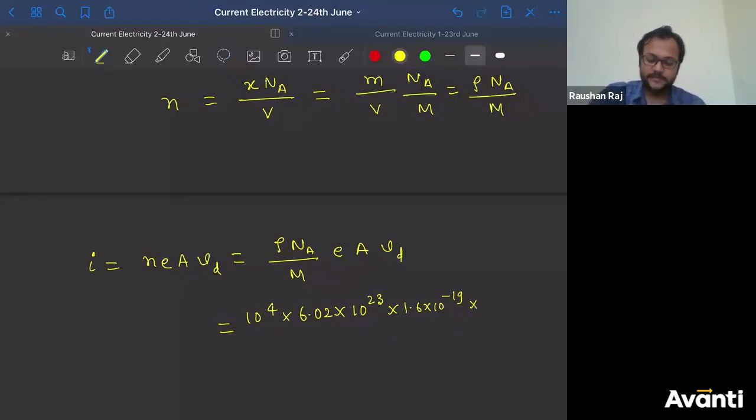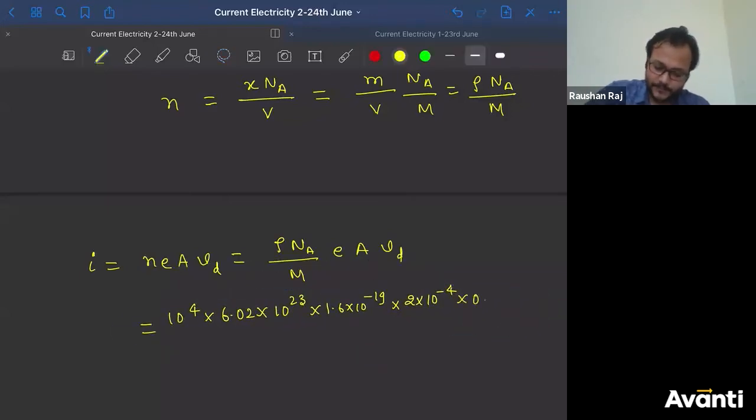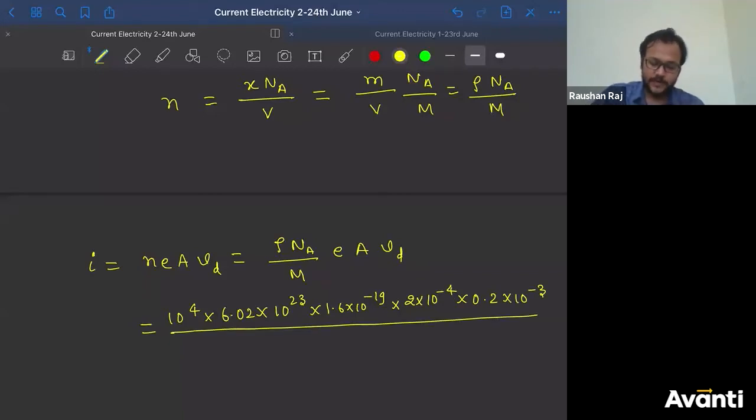Into what is the value of A? 2 millimeter square, 2 into 10 to the power minus 4. Yes, you can approximate, you can take the approximate value, no problem. Into what is the value of VD? Tell me the value of VD. 0.02 millimeter per second divided by, what is the value of M? 100.